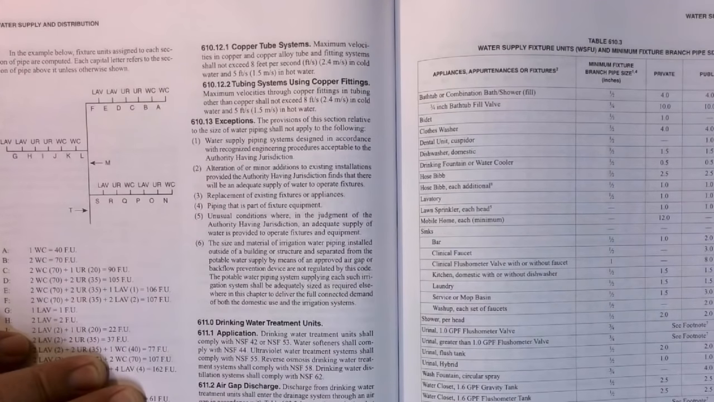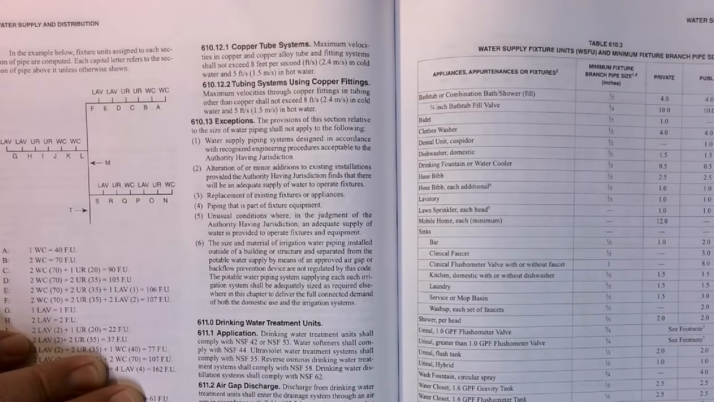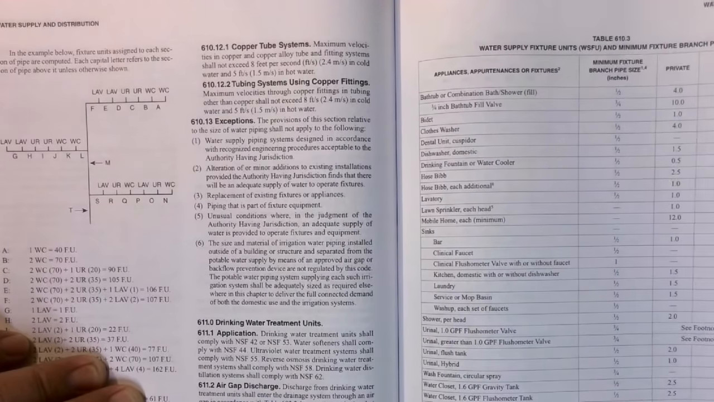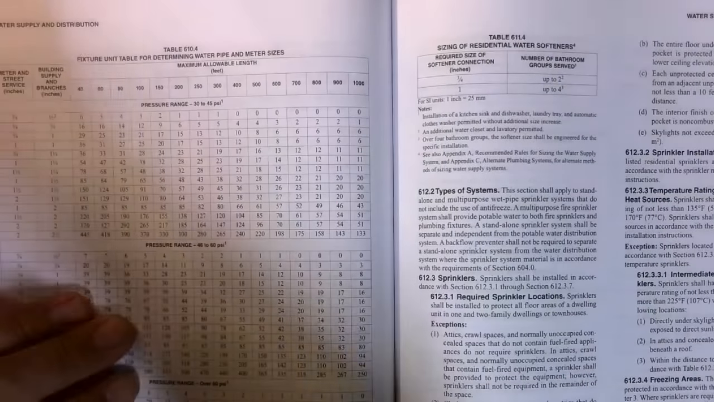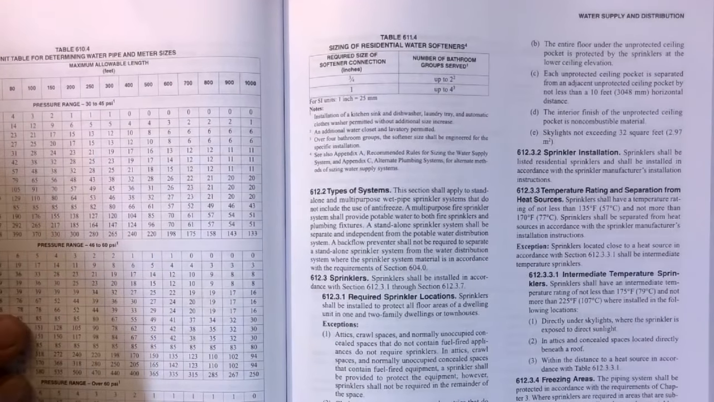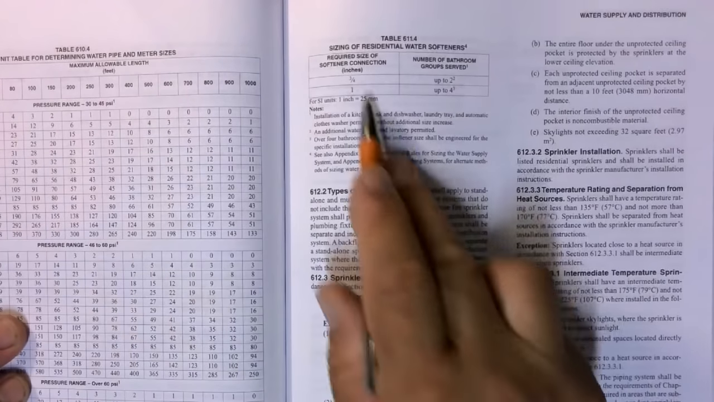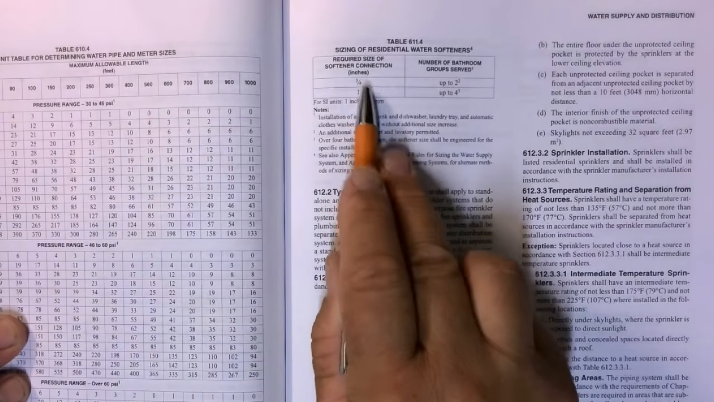Connection tubing. The tubing to and from drinking water treatment units shall be of a size and material as recommended by the manufacturer, and the sizing of residential softeners. Use the water softeners shall be sized with Table 611.4. So 611.4 is right there. Right here. Required size of softener connection.